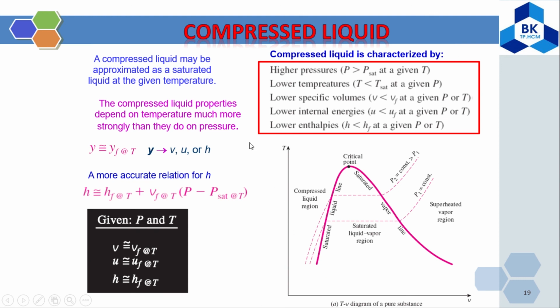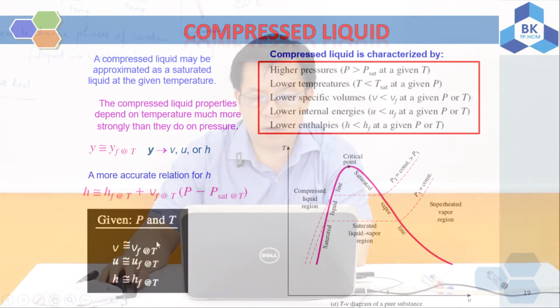For the compressed liquid, it may be approximated as a saturated liquid at a given temperature. The compressed liquid properties depend on the temperature much more strongly than on pressure. Okay, so here is a more accurate relation for H. H is nearly equal to HF at temperature T plus VF at temperature T times (P minus P saturated at temperature T). Okay?